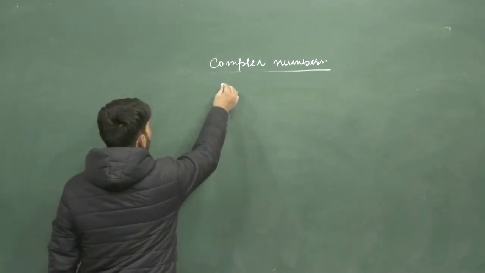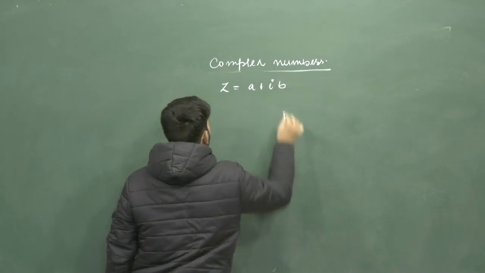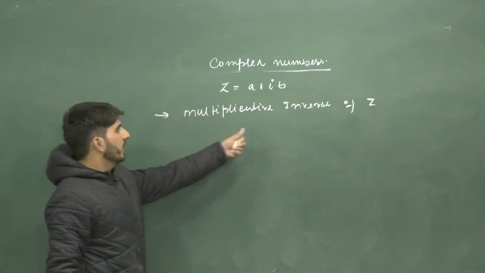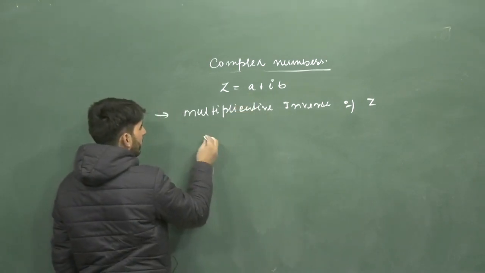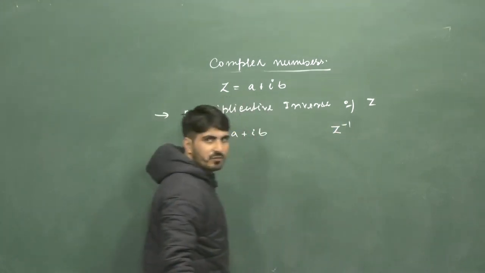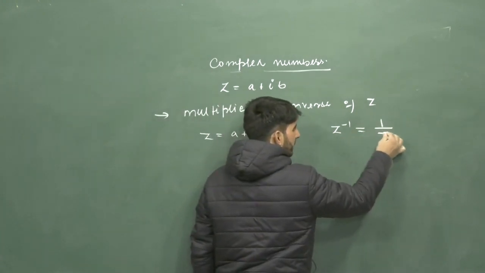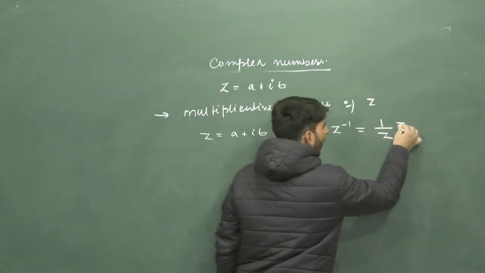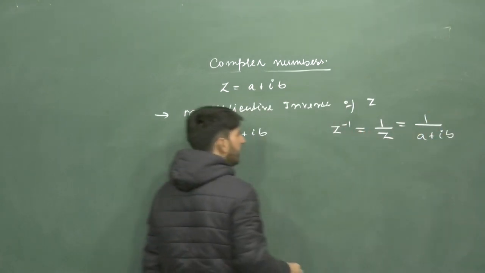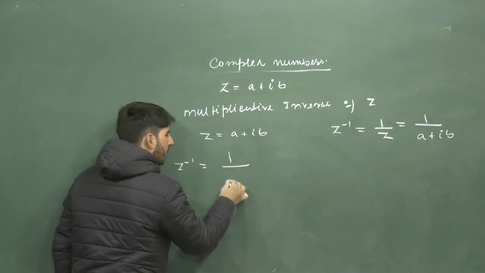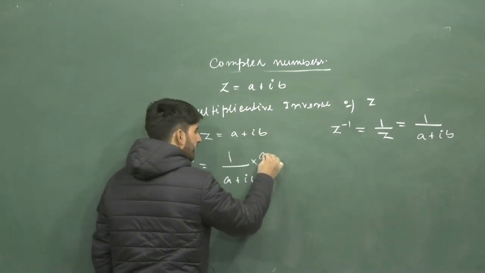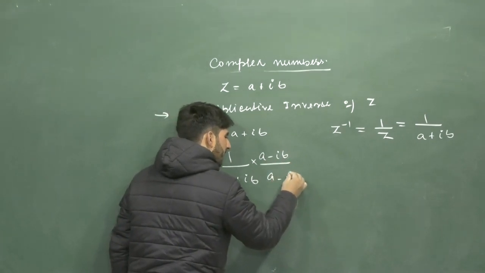Now if we have a complex number z equal to a plus ib, we have to find the multiplicative inverse. This is the new term here, multiplicative inverse of z. Its multiplicative inverse is denoted by z power minus 1, which is equal to 1 upon z. So this is equal to 1 divided by a plus ib. We will rationalize by its conjugate, that is a minus ib divided by a minus ib.